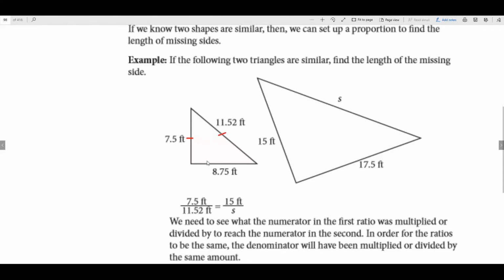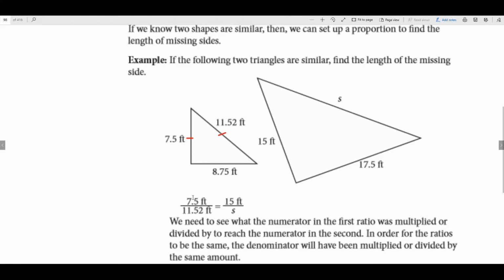Now you might say, well, why wasn't it this? Well, it doesn't need to be this because we don't need to find this. This corresponding side is the one we need to find. So that's why we need to use this number in the proportion to find this missing side. If it was this one that was missing, then we'd use this number.